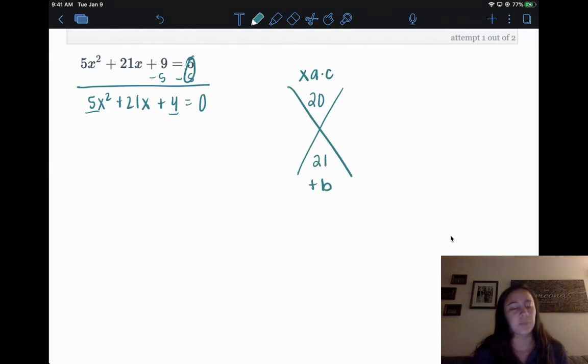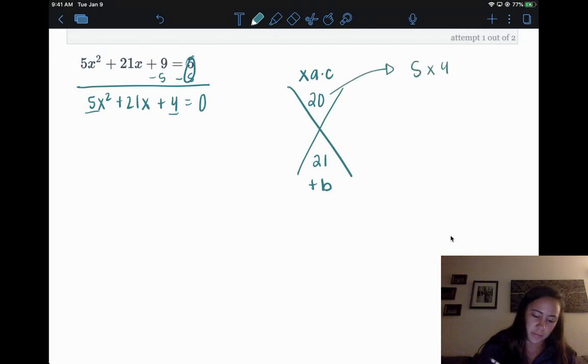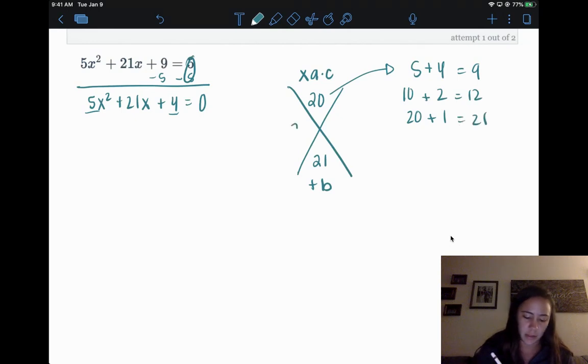This one's a little tricky. You know multiples of 20. You have 5 times 4. Well, let's just write it as a plus. You have 5 and 4. You have 10 and 2. That's it really, right? And then 20 and 1. So which ones, if you add them together, you get to 21? Well, this one gives you 9. This one gives you 12. And this one gives you 21. So that's 20 and 1.